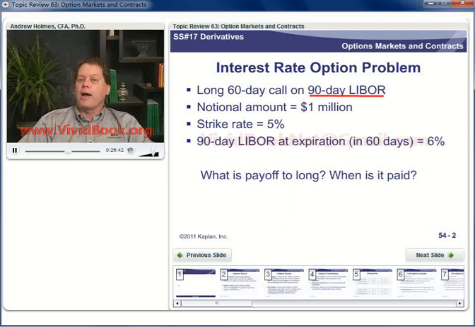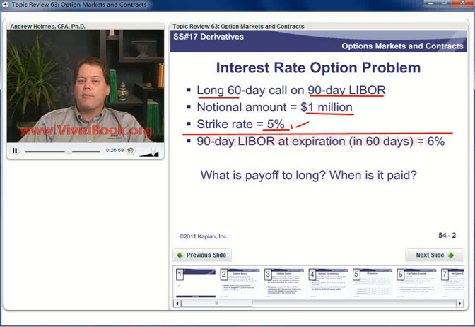So the notional amount is going to be $1 million. The strike rate is 5%. So we're long the 60-day call. What that means is 60 days from now, we're going to look at interest rates. If they are above 5%, then we're going to receive inflows. So these are the above this long red line, those are the things that are known at expiration.